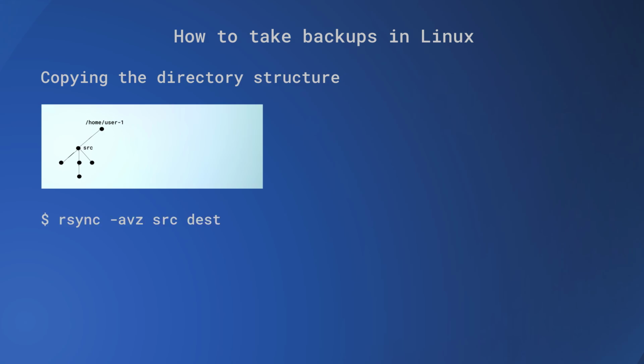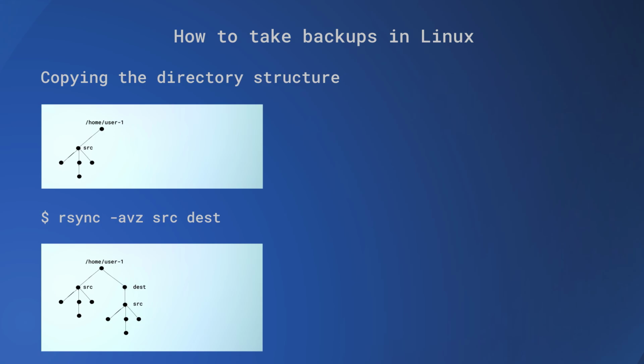That is, rsync -avz src dst. What we get at the end of the command is like this. The entire src directory tree is copied under dst. If dst exists prior to this command, it must be a directory. It can't be a simple file. If dst does not exist, it is created.